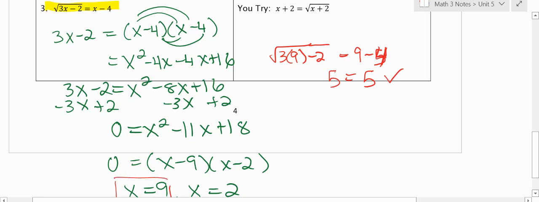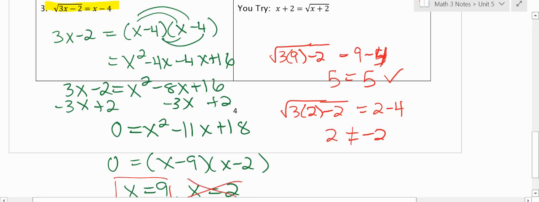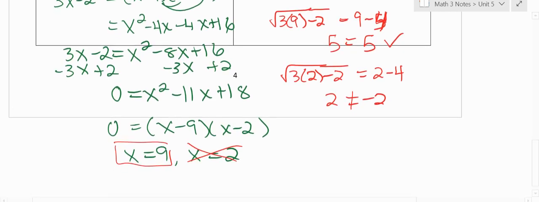And then the second one, try the same thing. The square root of 3 times 2 minus 2, and then it'd be 2 minus 4. And so we would end up getting that to be 2 equals negative 2. So the second one's actually not a solution that works. So our only solution is x equals 9.